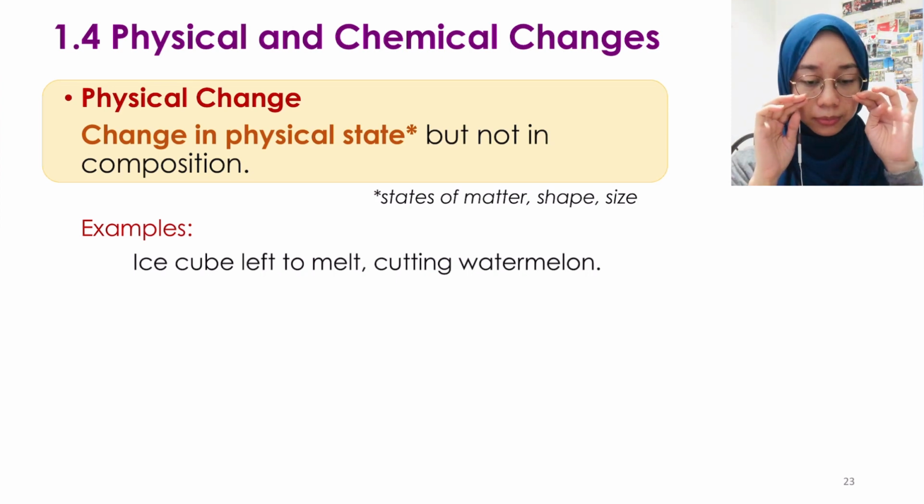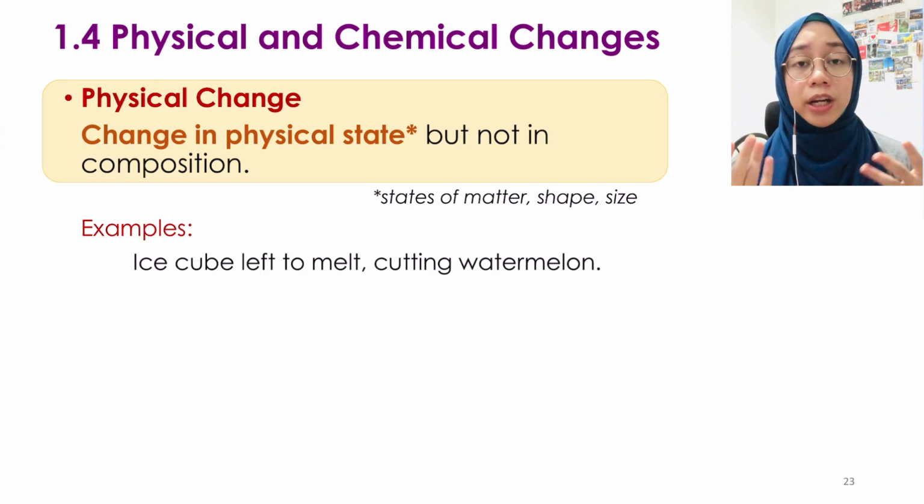And then macam mana kita nak buktikan not in composition tu pula? So ice cube adalah H2O molecule kan, H2O. And then bila dia melt pun dia masih lagi H2O. So bermaksud there's no change in its chemical composition ataupun tak berubah dia punya chemical formula. Jadi itu merujuk kepada physical change lah. Dia cuma berubah dia punya states of matter sahaja.